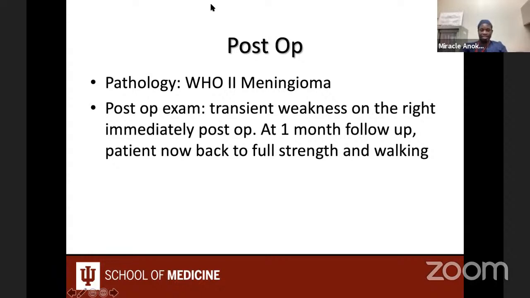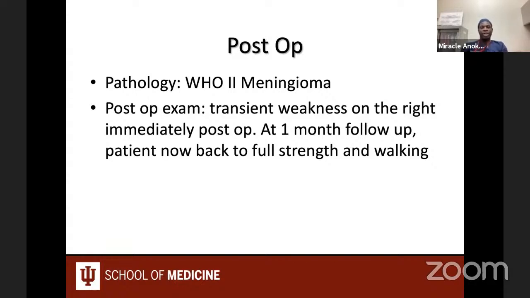What questions do you guys have? Could you use chemo to shrink it? Not at that size and not for this type of tumor. There are other types of tumors, such as some metastatic tumors that you can do chemotherapy for and or radiation therapy for and actually shrink those down pretty nicely, but not for this meningioma.